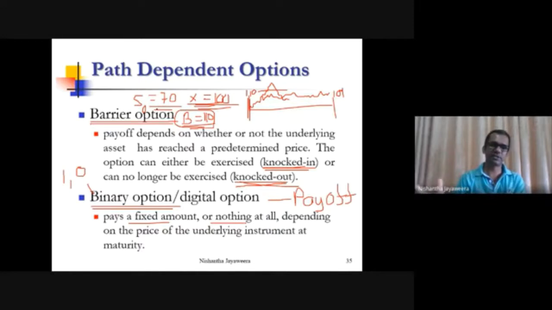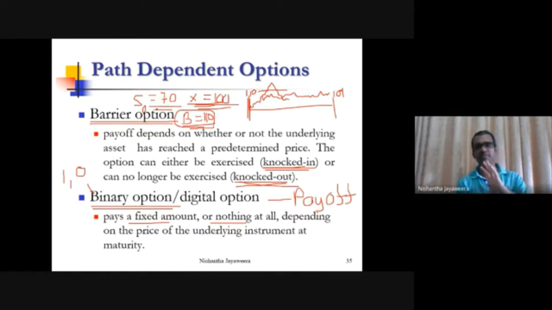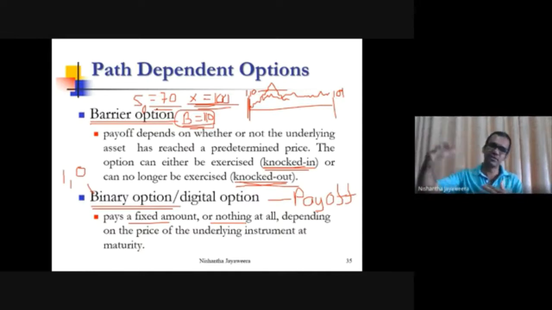What do you get on the expiry date? It can be a fixed amount or 0. That is a binary option. It's not the difference between strike and the market price. Even in a call option or a put option, what do you get? The difference between, as a buyer, spot and strike. For a call option, if spot increases, your payoff increases. For a put option, if spot decreases, your payoff increases.